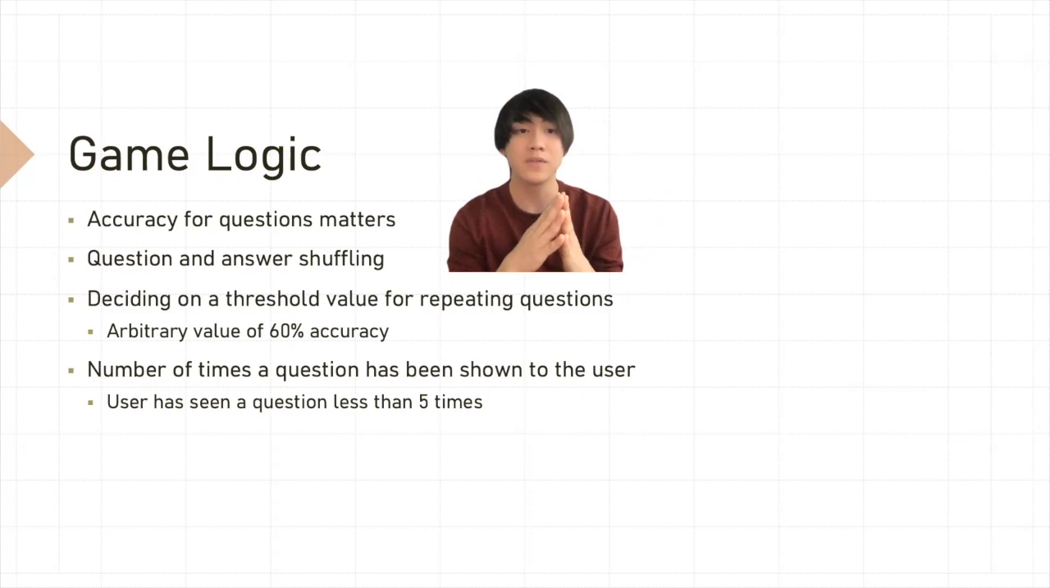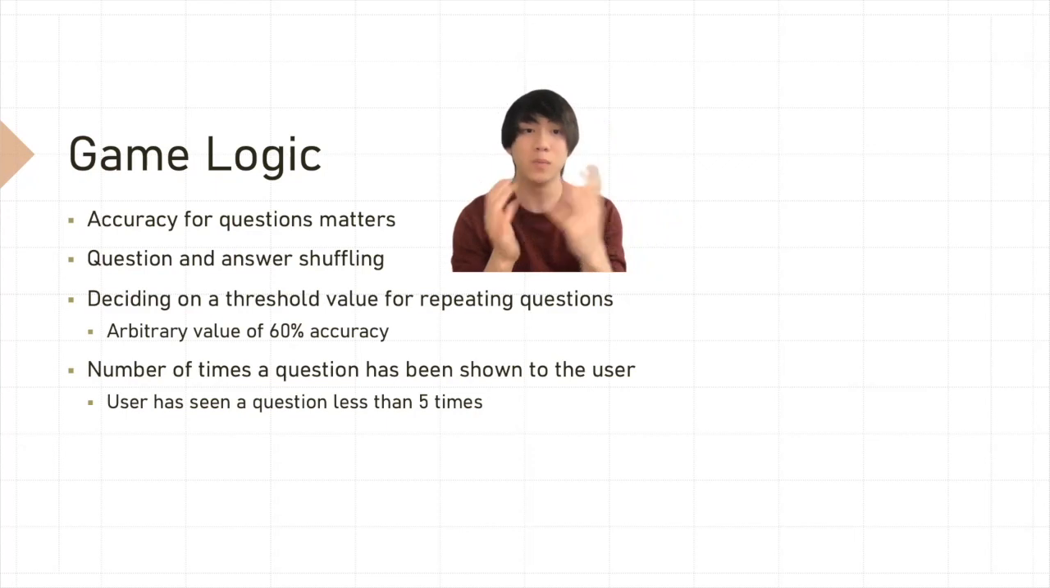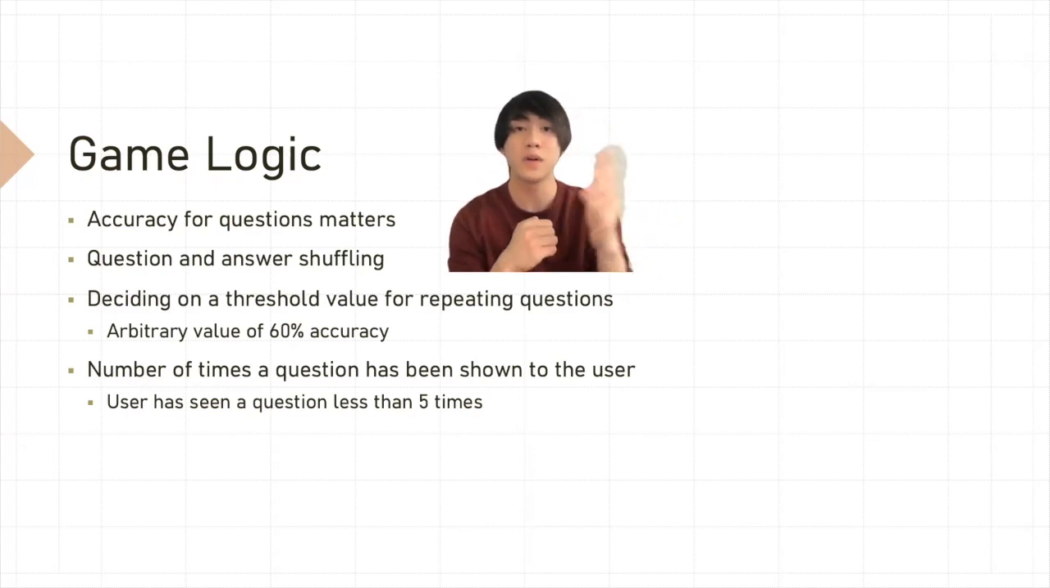As for the accuracy for questions, we decided that the best way to handle questions being shown was to have a threshold value for determining whether a question would be repeated or not. This would also be combined with the number of times a question has been shown and answered to the user. Our threshold value would be 60%, and the number of times a question would be answered would be 5 times.